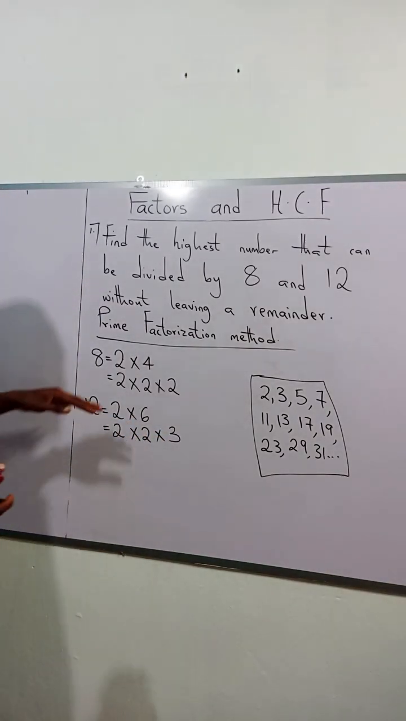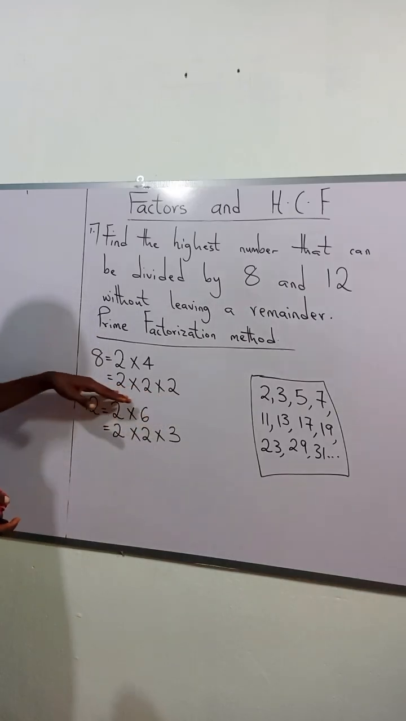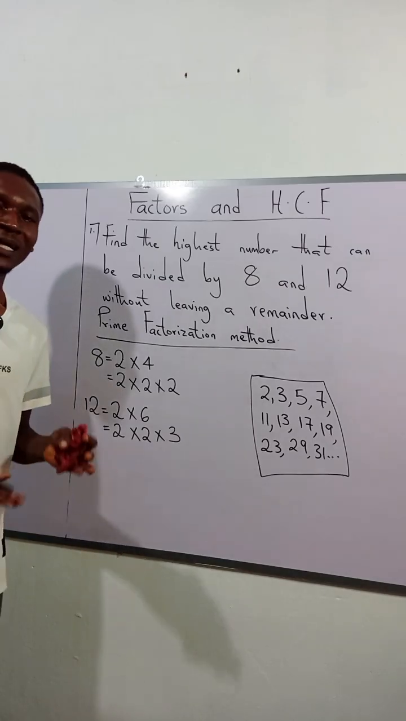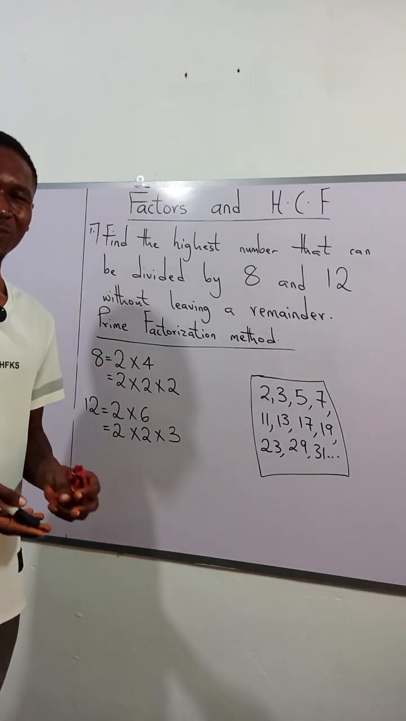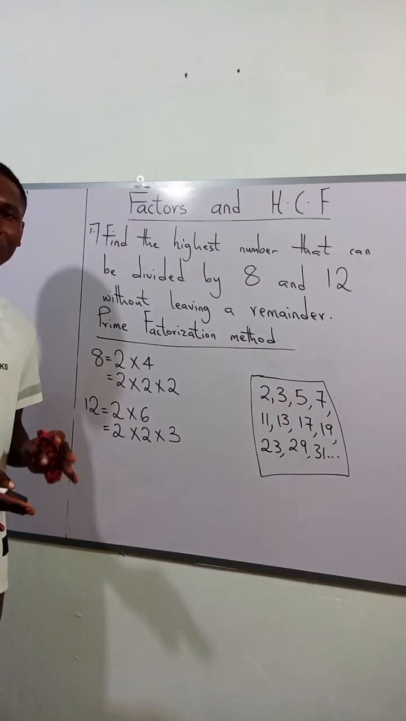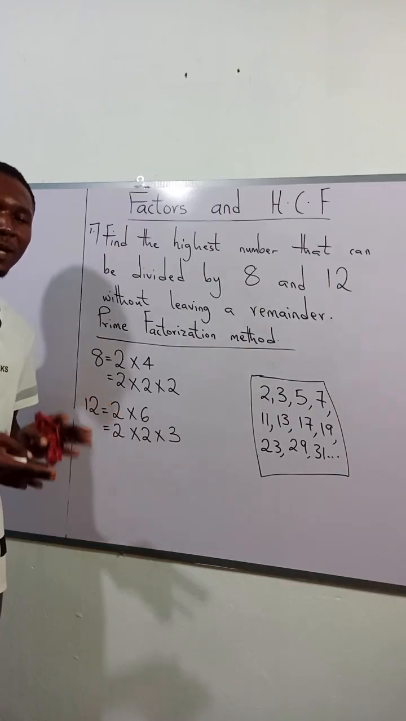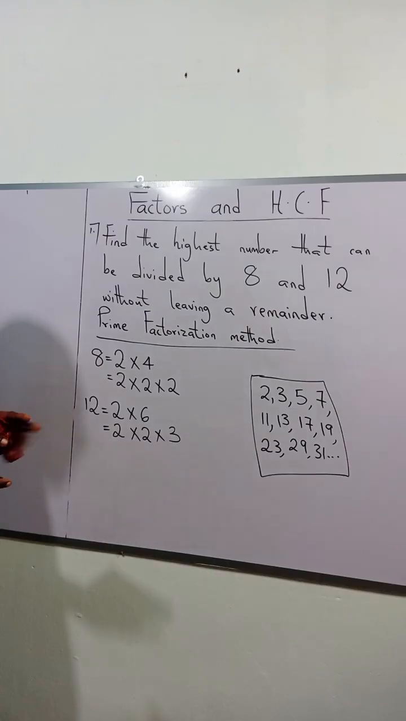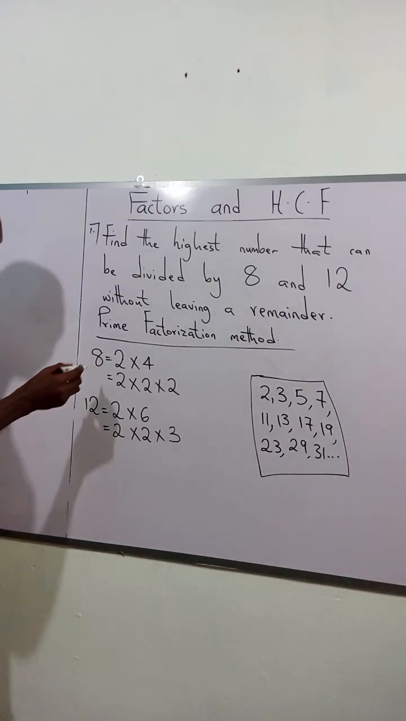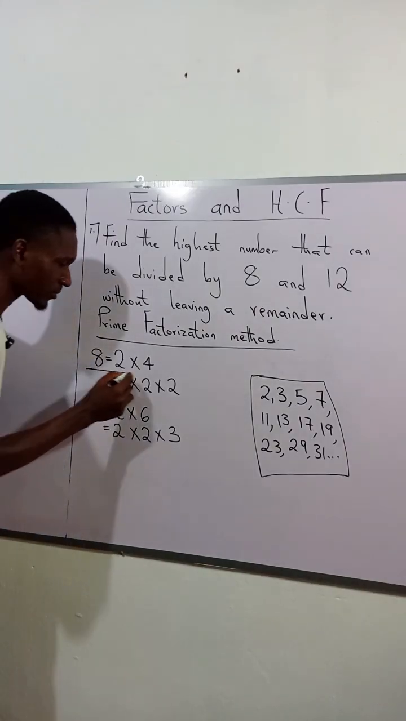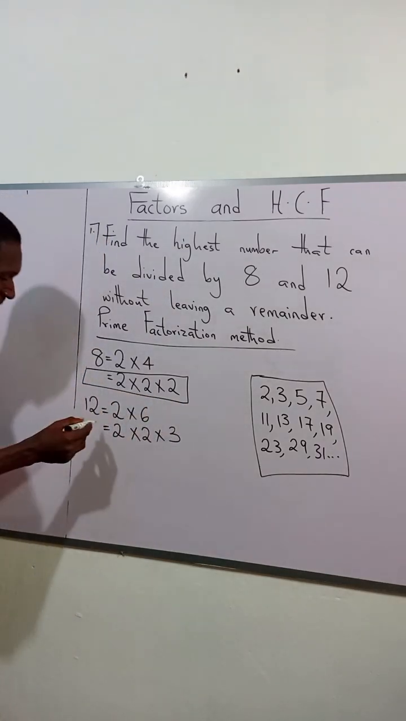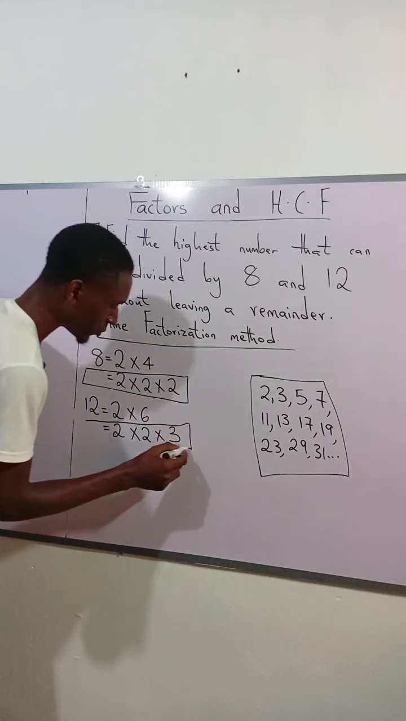So the moment you are able to break your numbers into prime numbers like this, then you are almost done. The next thing now is to see how many numbers you can match together. Whichever numbers you can match together, you bring them out and you multiply them together. Simple. So the first thing now, look at it. Our 8 is what? 2 multiplied by 2 multiplied by 2. And our 12 is also 2 multiplied by 2 multiplied by 3.